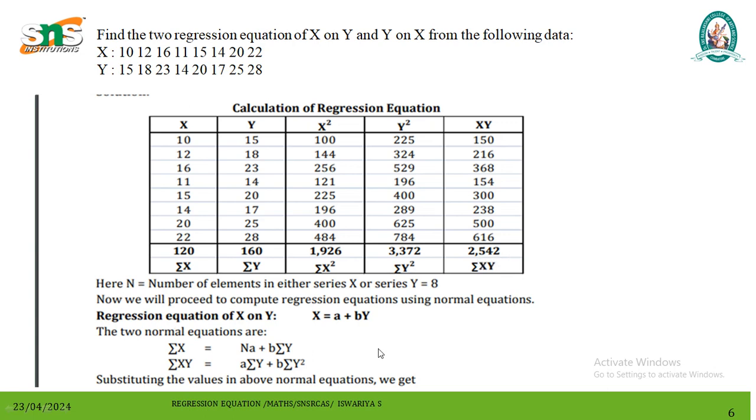So after finding all the summation values, we have to find the regression equation of x on y. Here we also have to find the value of n. Here there are totally 8 numbers given in both x and y. So the value of n will be 8. So next, this is the equation for regression of x on y. So we are going to substitute the values in these formulas.